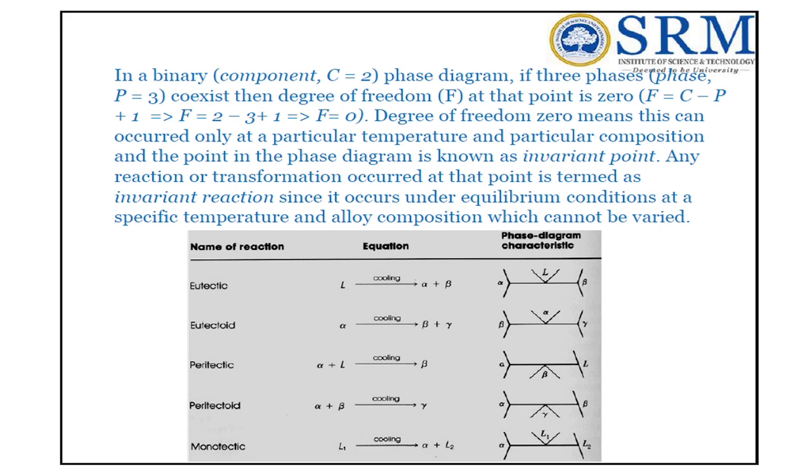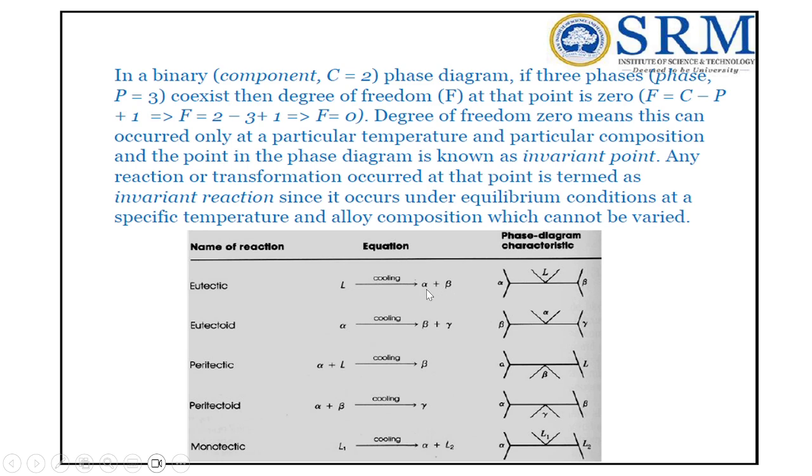The eutectic phase diagram can be classified into two types. In one, two metals are completely soluble in the liquid state and completely insoluble in the solid state; we call it a full eutectic. Whereas when two metals are completely soluble in the liquid state but partially soluble in the solid state, the diagram is called a partial eutectic. The equation governing the eutectic phase diagram is: liquid, on cooling, gives two different solids, alpha plus beta.